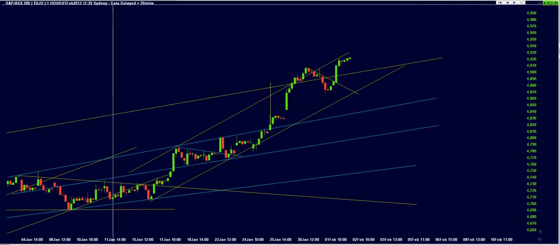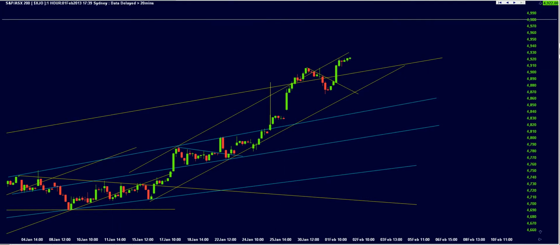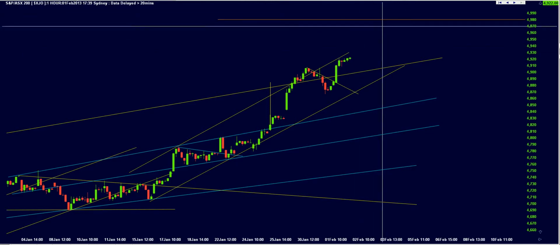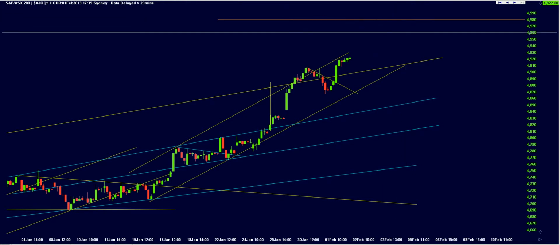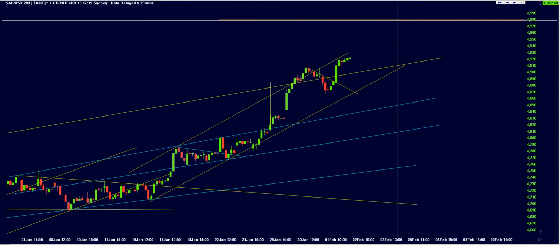Well, what I'm going to do is I'm just going to draw a horizontal line around that 4,980 level. Now, why am I doing this? Well, I'll explain that in a moment. But I think what we're looking at here is a potential tag up on this area, and then we'll probably top around here, I would say. Now, this is daily resistance.